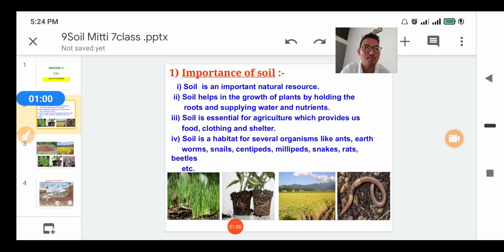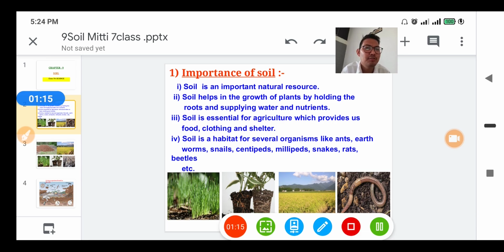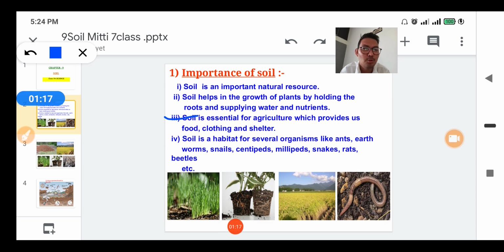Number 1, importance of soil. We all know that soil is an important natural resource, and soil helps in the growth of plants by holding the roots and supplying water and nutrients. Soil is very essential for agriculture, which provides us food, clothing and shelter. Soil is a habitat for several organisms like ants, earthworms, snails, centipedes, millipedes, snakes, rats, beetles, etc.